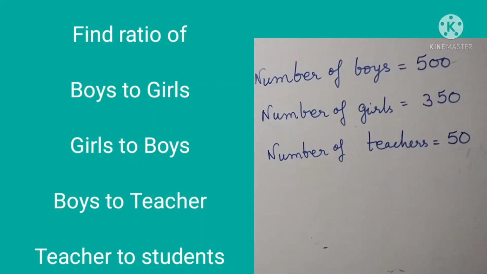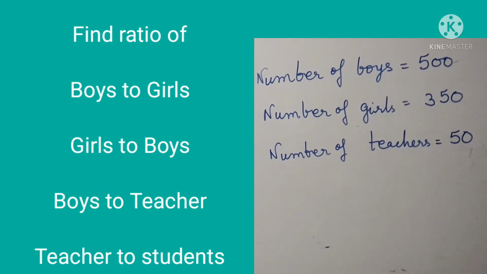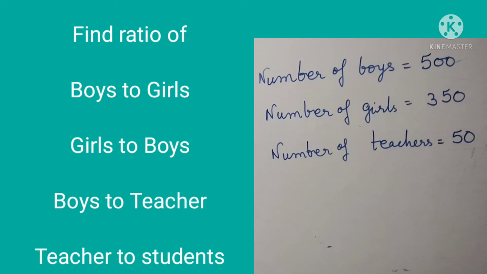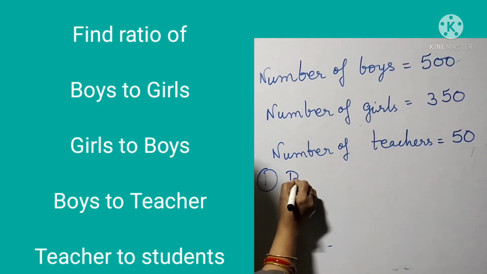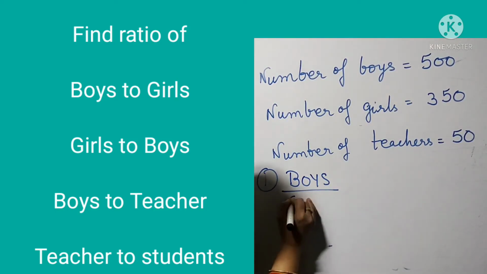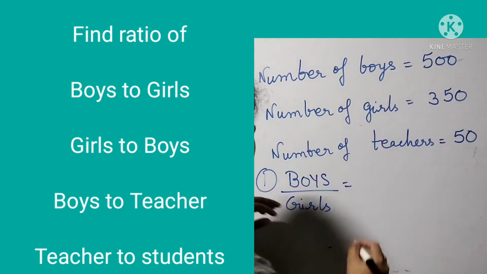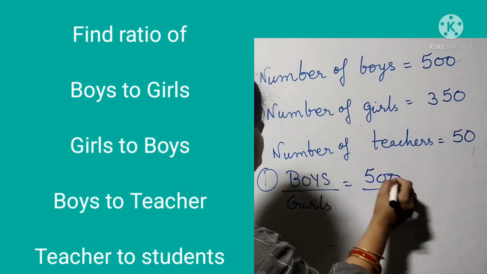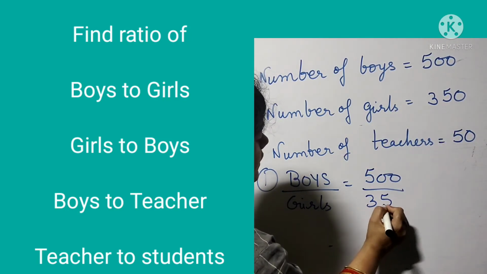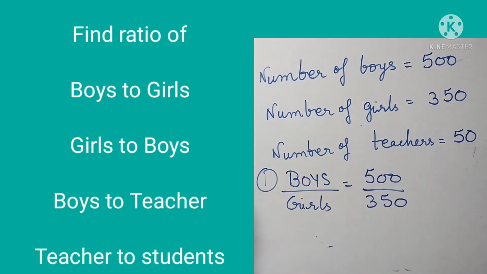Now according to the particular question, we have the number of boys as 500, number of girls is 350 and number of teachers is 50. And we have to find the different ratios one by one. For example, firstly, if we have to find the ratio between boys to the girls, we take the number of boys, that is 500, to the number of girls, that is 350. And after that, we just simplify it.